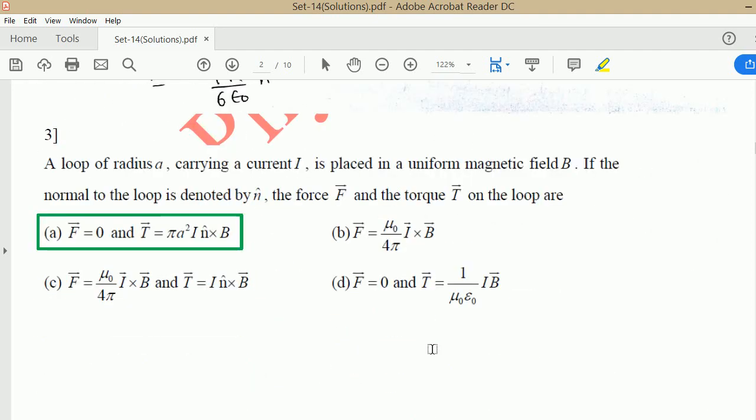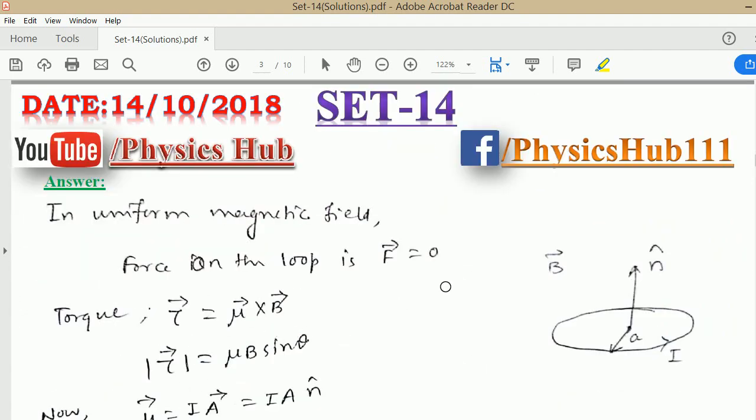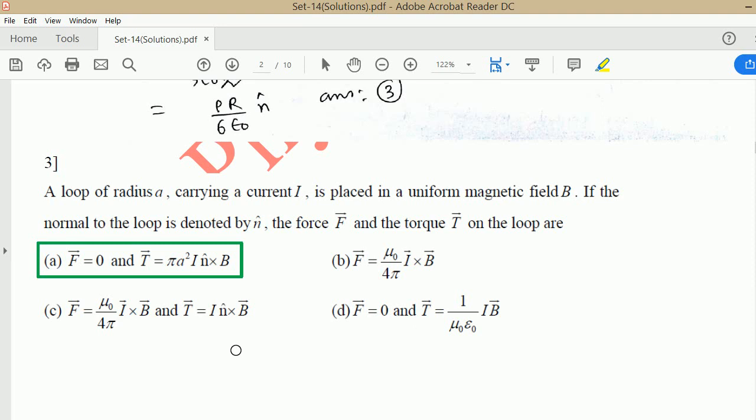Now moving to question number 3. A loop of radius A carrying a current I is placed in a uniform magnetic field B. If the normal to the loop is denoted by n cap, the force F and the torque tau T on the loop are. Now as you can see, if you place a current carrying loop in a uniform magnetic field, then this loop will not experience any kind of force, but it will definitely experience some torque. So force on this is 0. So how many options we can discard? Option C and option B can be discarded so easily. Now the remaining options are A and D.